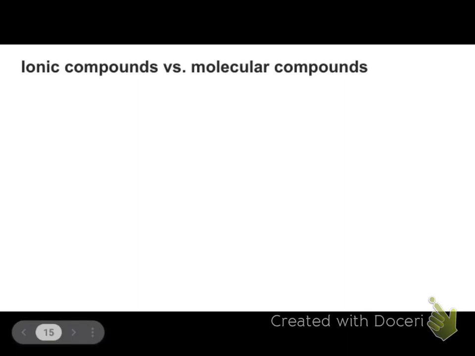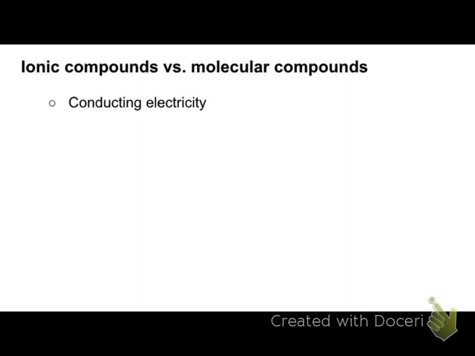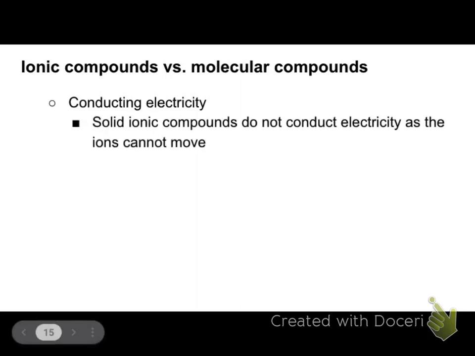The last property we're going to talk about is conducting electricity. Ionic compounds tend to be much better at this than covalent compounds. Solid ionic compounds themselves don't conduct electricity. You're not going to conduct electricity through just a pile of salt. But that's only because the ions inside the solid compounds are stuck. They can't move around each other, so they can't help move electricity through anything.